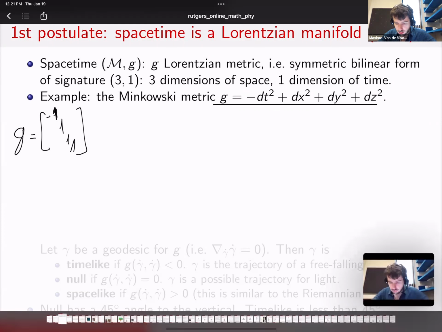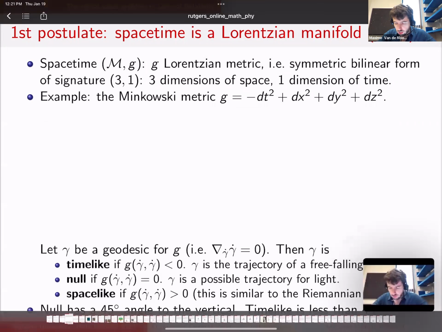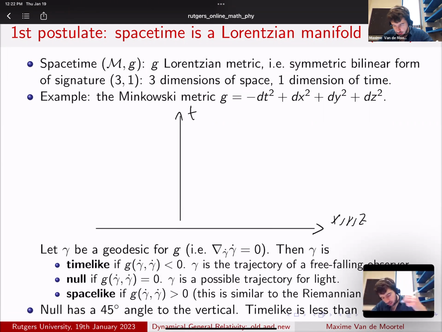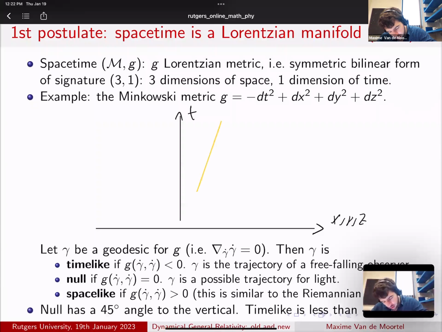So how does it work to have a space-time? Well, the idea is simple. You have a diagram where time is the vertical direction, and in the horizontal direction you put space. And the rule is that if you have a curve that is more or less vertical, either fully vertical or with an angle that's less than 45 degrees, then you say this curve is time-like.